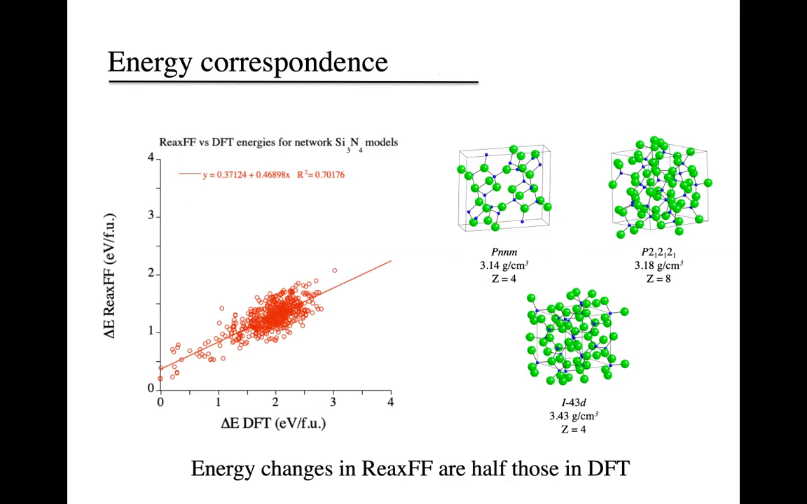The slope of the line of best fit for this data is around 0.5, meaning that ReaxFF energy differences are about half as much as corresponding DFT energy differences. Ideally, there would be a one-to-one correspondence between ReaxFF and DFT energy differences, but we're still getting there. And you can see some of the structures on the right that we use for this energy correspondence plot.